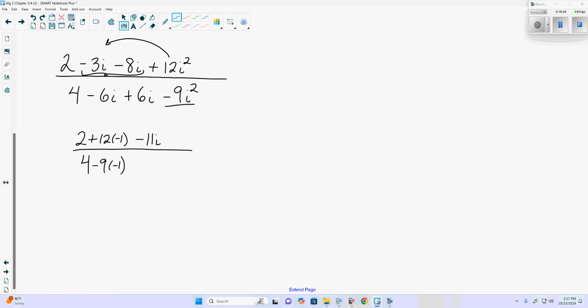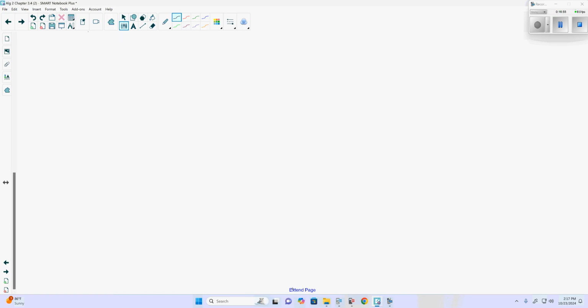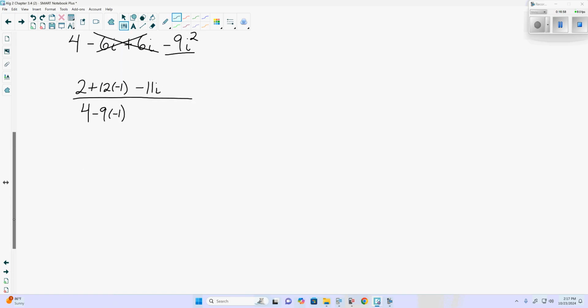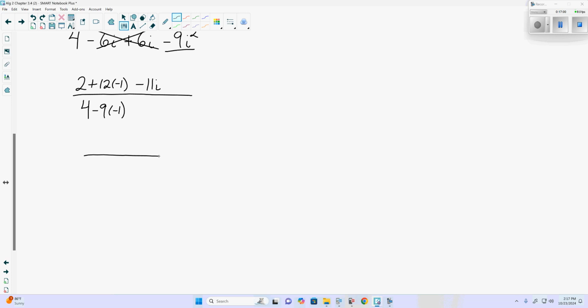Negative 6i plus 6i is 0. Negative 1 times 12 is going to be negative 12. On bottom, negative 9 times negative 1 is plus 9, telling us that we have negative 10 minus 11i over 13. Or in standard form, we just break up the two fractions.